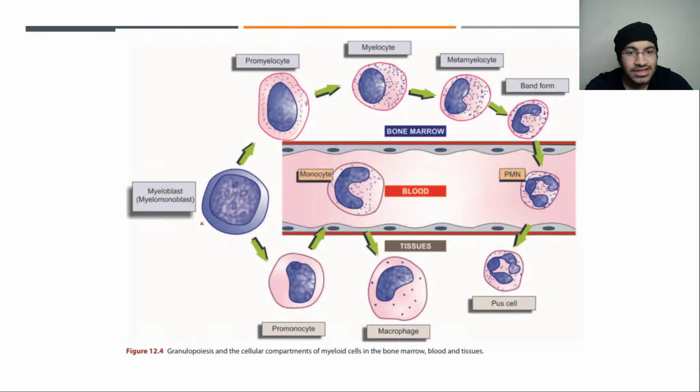Then WBC disorders. So this is the main series of granulopoiesis. So first is myeloblast. Myeloblast will be giving rise to promyelocyte, myelocyte, metamyelocyte, and band forms, and thus PMNs. Then this PMN will be further in the tissues converting to the pus cells, right? So when there is an acute infection and it has resolved, what will we see? We will see pus cells, right? Because all the neutrophils, all the acute inflammatory cells have been converted to the pus cells.